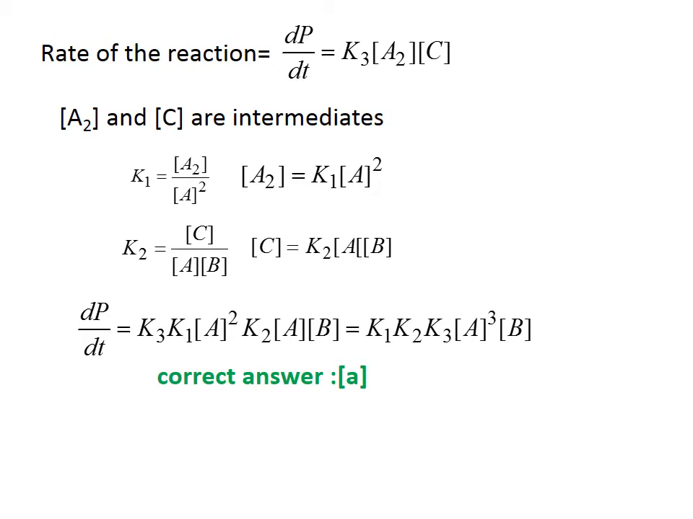Similarly, from equation 2, the equilibrium constant K2 equals [C] divided by [A] into [B]. From that you calculate the value of C: [C] equals K2 into [A] into [B]. You substitute the values of [A2] and [C] in the first equation. dP/dt equals K3 K1 [A] whole square, K2 into [A] into [B], which equals K1 K2 K3 [A] whole cube into [B]. Therefore, option A is correct.